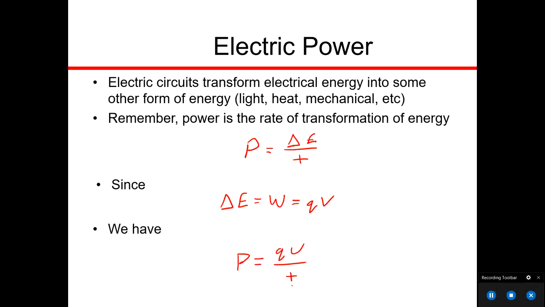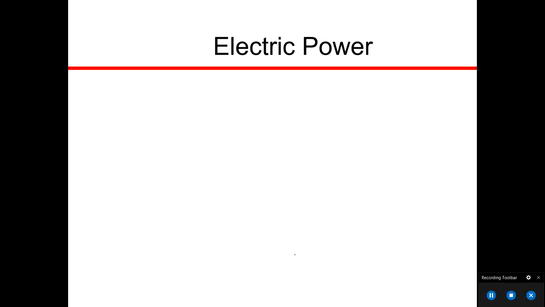And you may notice something from the last unit here. We have this charge over time term here, which, if you remember, charge over time is equal to current, which gives us the equation P equals IV, or power is equal to current times voltage. So this will give us the power if we take the current of an object.